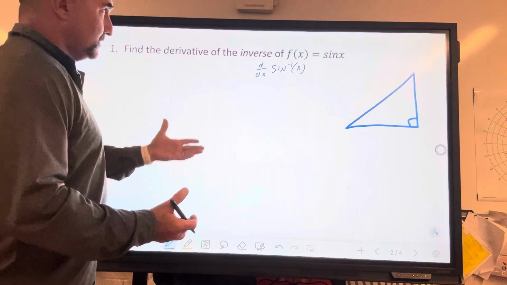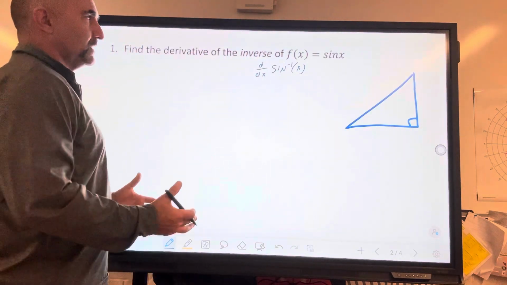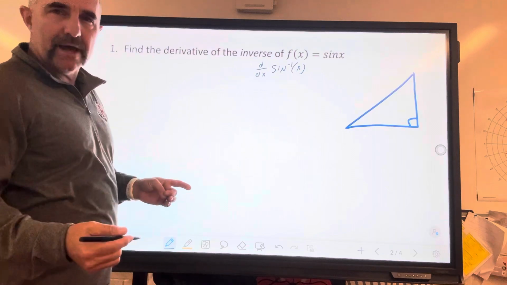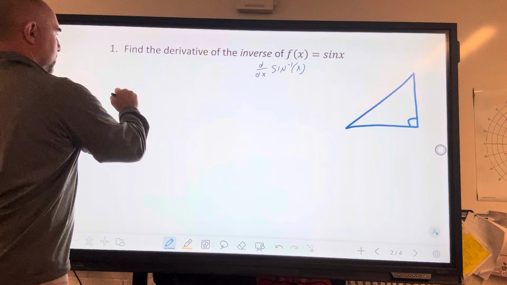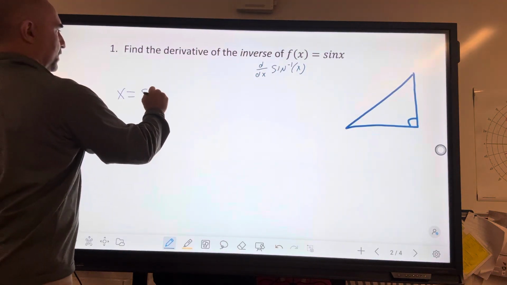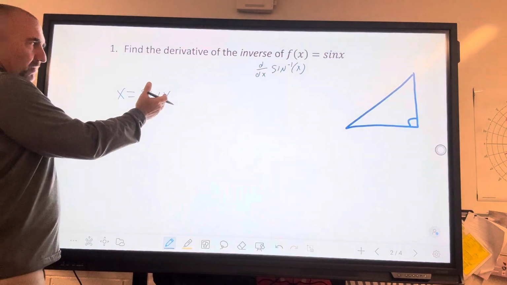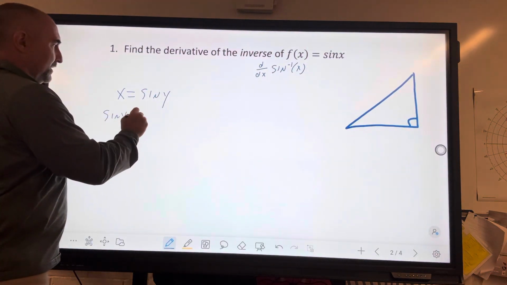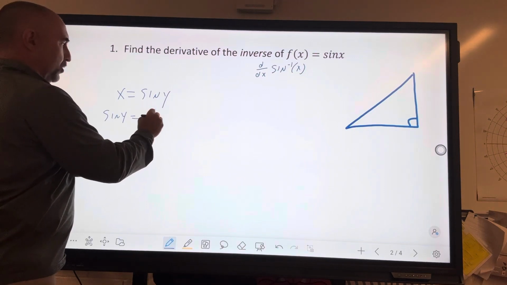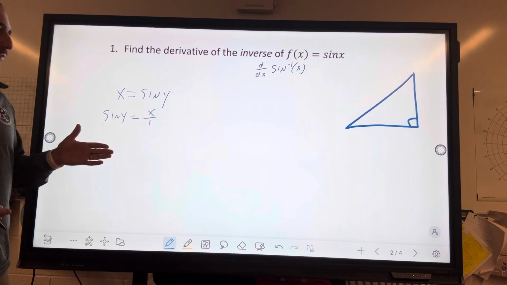When we first learned about inverses, probably in an Algebra 2 class, you were probably told to just flip-flop the x and the y. So instead of y equals sine x, we can have x equals sine of y. Well, what does that even mean? It's the sine of an angle has a ratio of x. So that's a little bit confusing. So let me rewrite that as sine of y equals x over 1. Now it's more of the opposite over hypotenuse, the y over r.